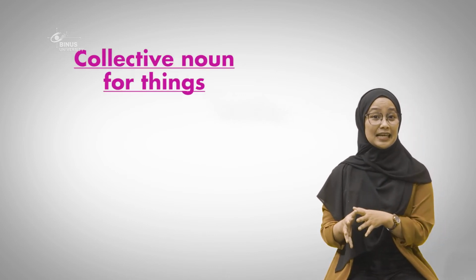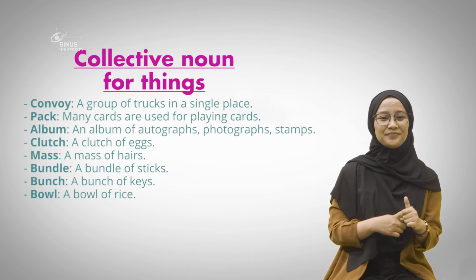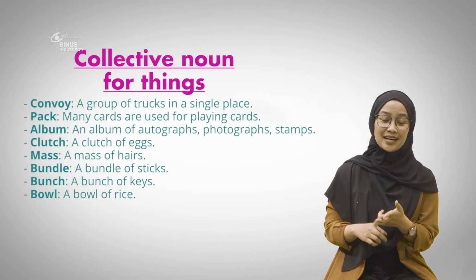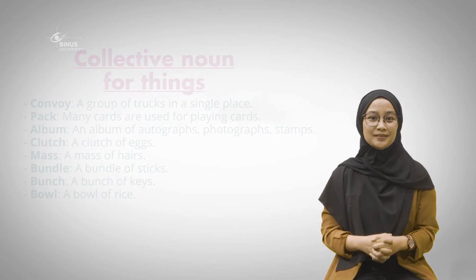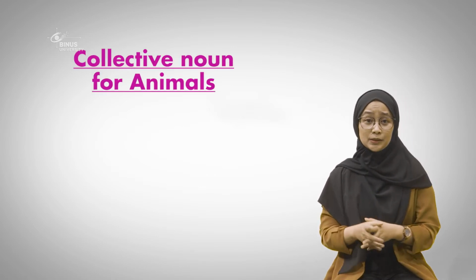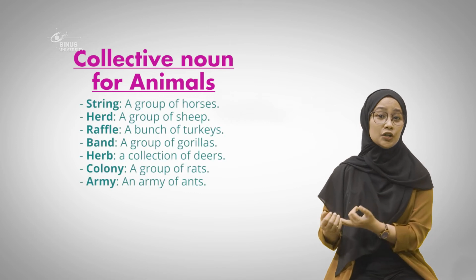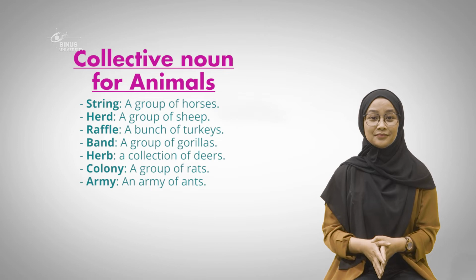And the next is the example of collective nouns for things, such as convoy, pack, album, clutch, mass, bundle, bunch, bowl. And here the example of collective nouns for animals: string, herd, ravel, band, herb, colony, army. So now you understand about collective nouns, then you can use it to make your sentences well structured.